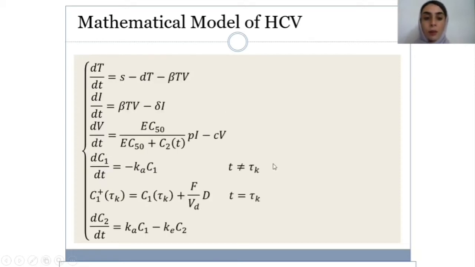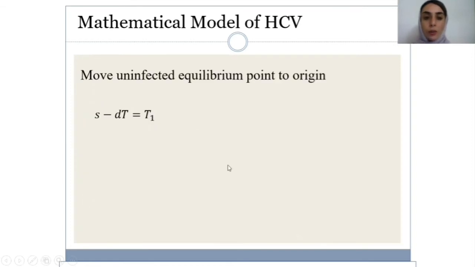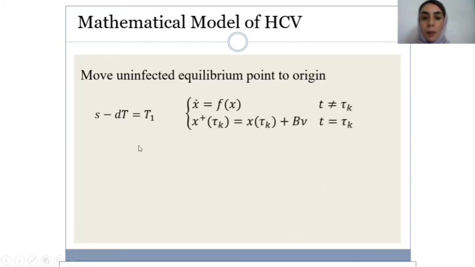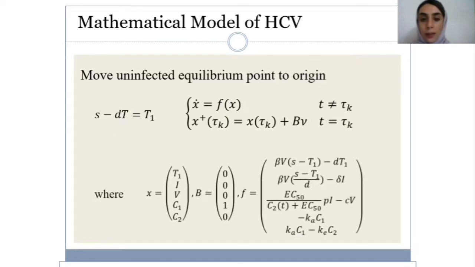By considering pharmacodynamics and pharmacokinetics equation, as well as the Newman model, this new extended model has been obtained. In order to move the uninfected equilibrium point of this extended model to the origin, this new variable has been defined, and the model equations become as this formula. In this equation, x is the vector of the states, b is a constant vector, and f is the vector of nonlinear functions of the model.